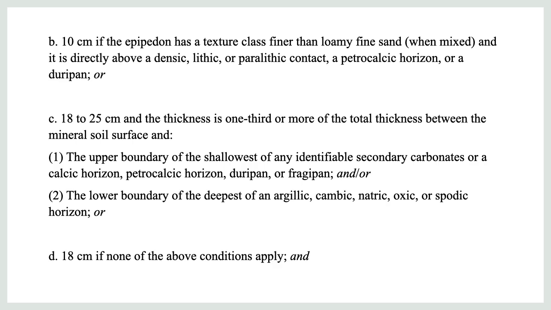If I don't have any of these minerals or any of these horizons, so I will go to the last option. The thickness of the mollic horizon could be only 18 centimeters if none of the above conditions apply. So if I don't register something that could avoid root growing, or if I don't register any of these horizons or materials, so 18 centimeters, it's okay.